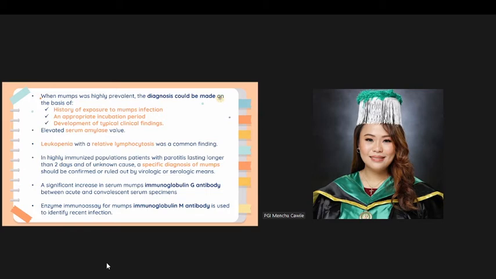In highly immunized populations, for patients with parotitis lasting longer than 2 days and of unknown cause, a specific diagnosis of mumps should be confirmed or ruled out by virologic or serologic means. There is a significant increase in serum mumps IgG antibody between the acute and convalescent specimens, and an enzyme immunoassay for mumps IgM is used to identify recent infection. All serologic tests are difficult to interpret in immunized individuals, and negative test results do not rule out mumps infection. For the differential diagnosis, examples of viruses that can cause parotitis would include, next slide please.